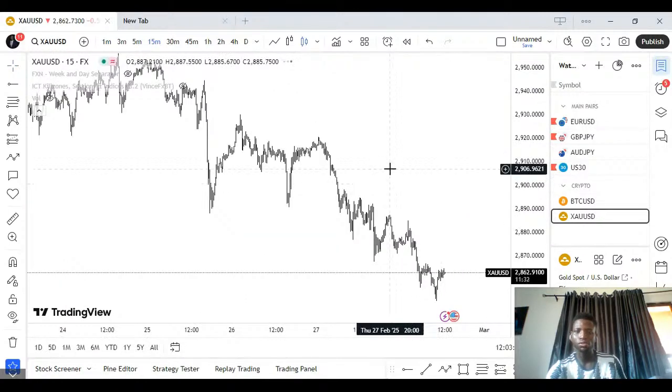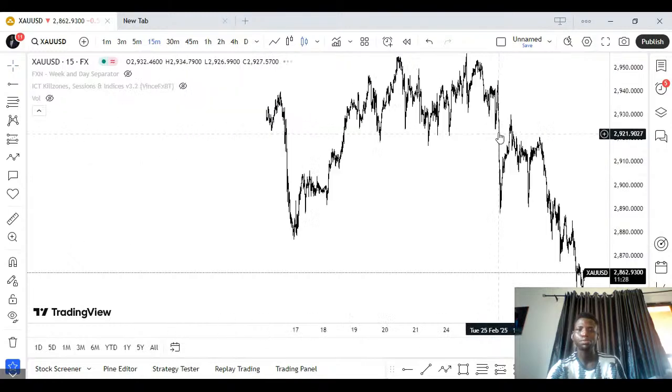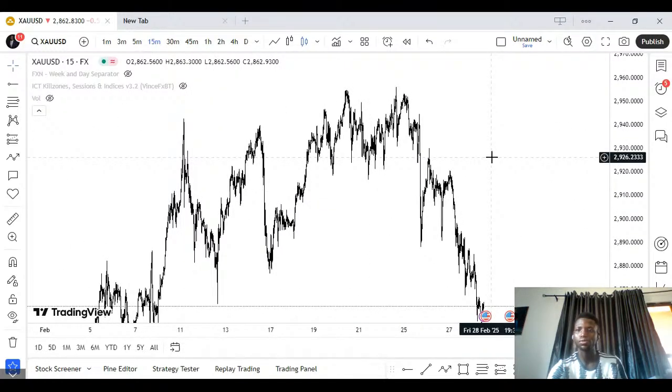Let's use gold. Beautiful price action on gold. Beautiful, beautiful price action.